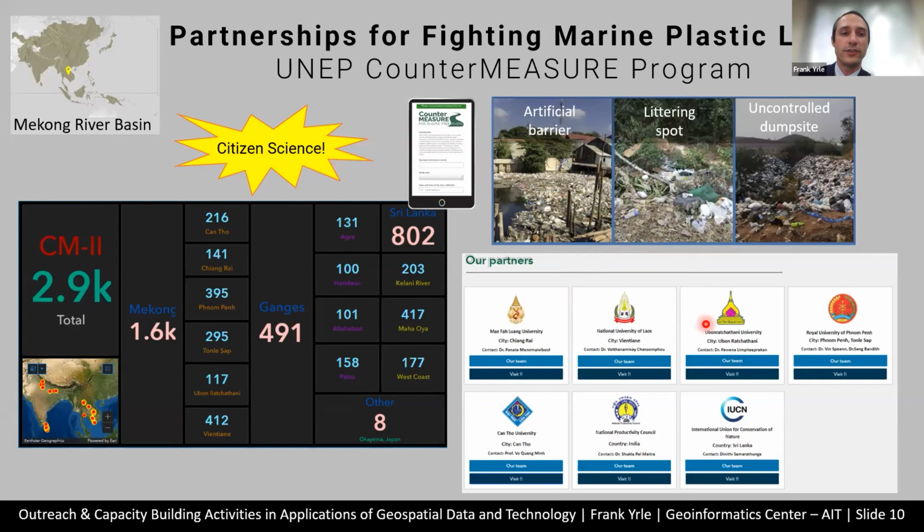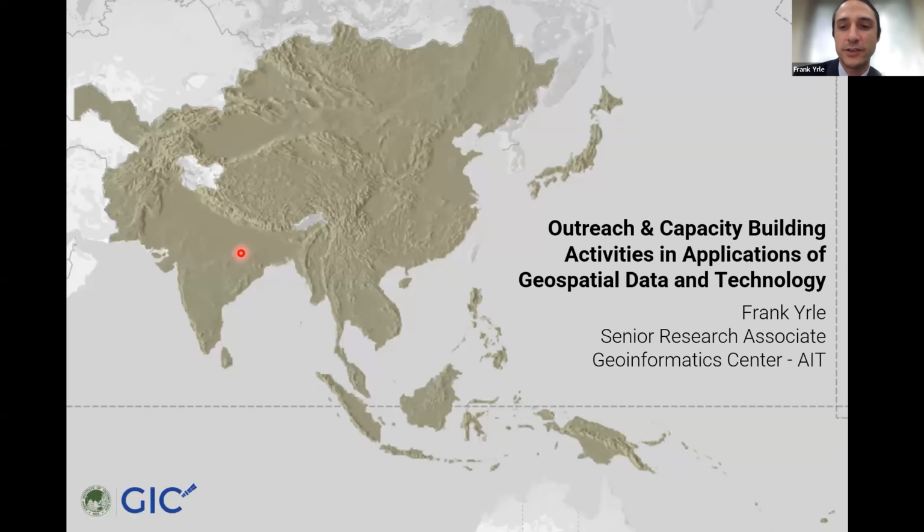So all this together, this is a snapshot of our dashboard, part of the countermeasure project, specifically related to this mobile app data collection. Within about a 10-month span, we were able to capture about 3,000 littering spots. This is in India, Sri Lanka, and around the Mekong River Basin here. So we're pretty proud of that. We're happy to see the citizen scientists getting involved and that aspect of outreach. That takes me to the end of this presentation.